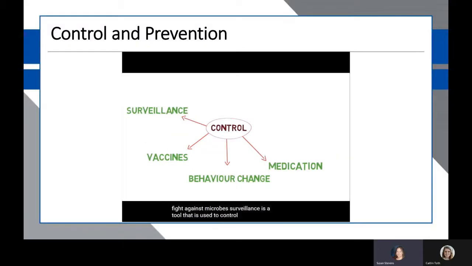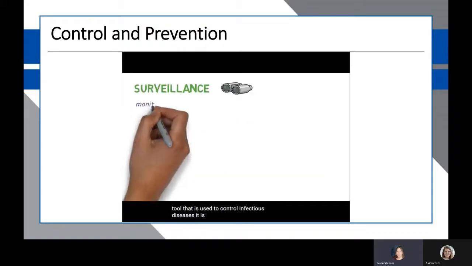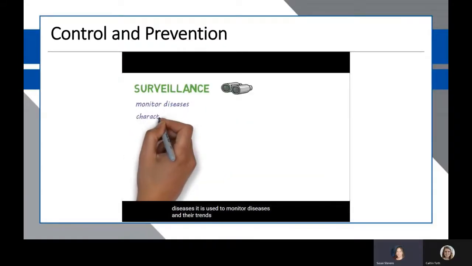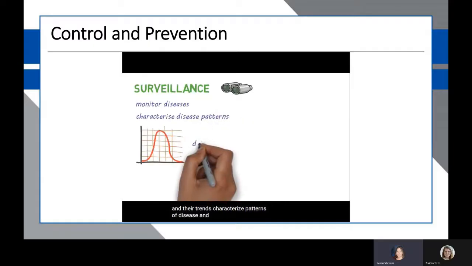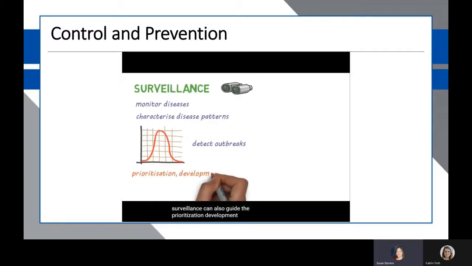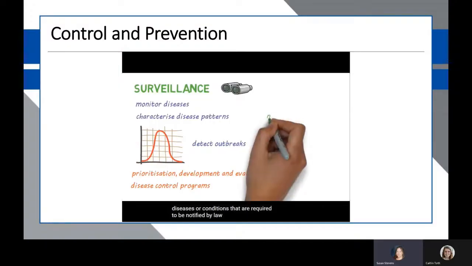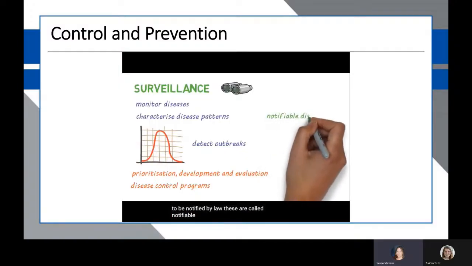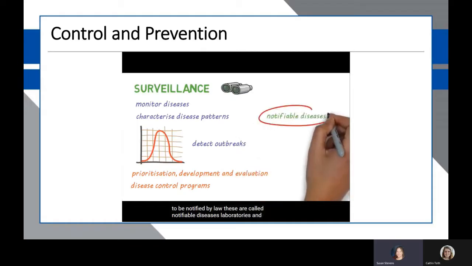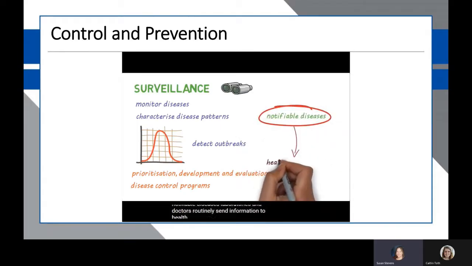Surveillance is a tool that is used to control infectious diseases. It is used to monitor diseases and their trends, characterize patterns of disease, and detect outbreaks. Surveillance can also guide the prioritization, development, and evaluation of disease control programs. In most countries, there are a number of diseases or conditions that are required to be notified by law. These are called notifiable diseases. Laboratories and doctors routinely send information to health departments who monitor them and act accordingly.